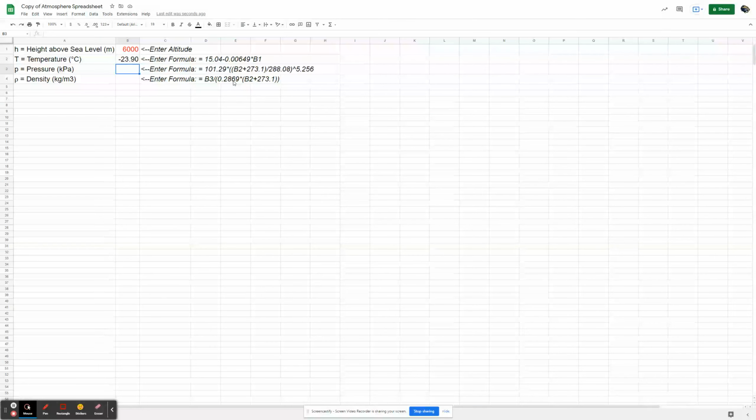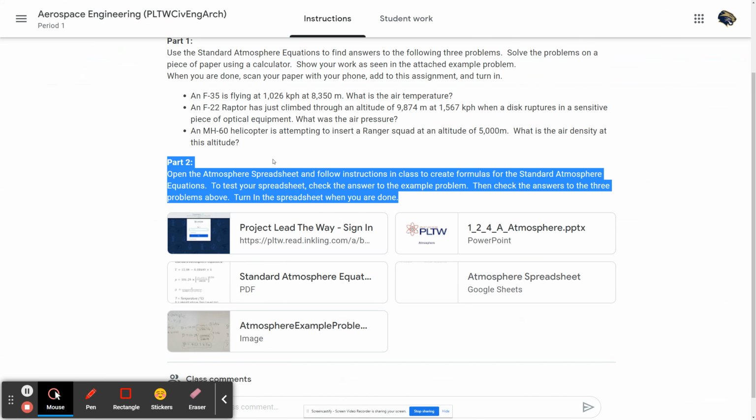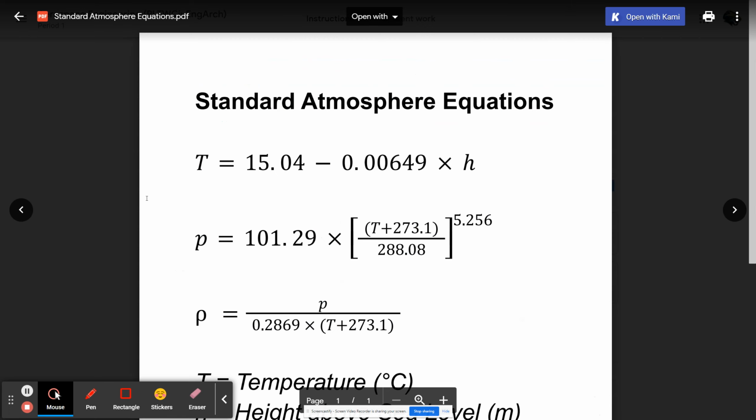So I want to check my work. Let's make sure we got it right. Where is that equation? The equations are back here. Oh, that's not the right thing.